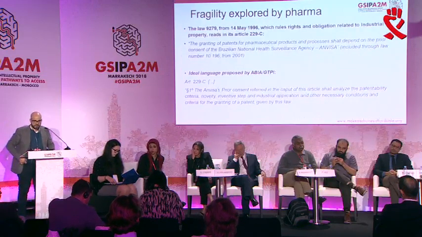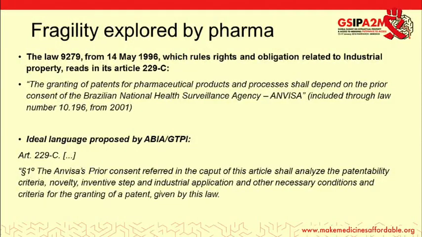But since its inception in 2001, Anvisa's prior consent has been under attack. And the results, after 15 years, 16 now, are very positive. Anvisa has rejected over 400 patent applications, and 40% of the granted patent applications had to change to comply with the demands, such as improving clarity and reducing scope before being granted. Going fast, I'm sorry. What was the fragility exploited by pharma? Why has it always been under attack?